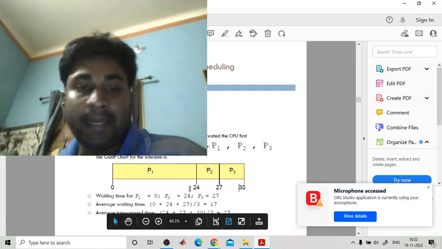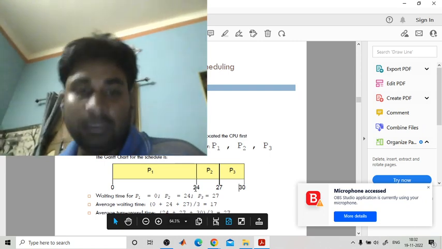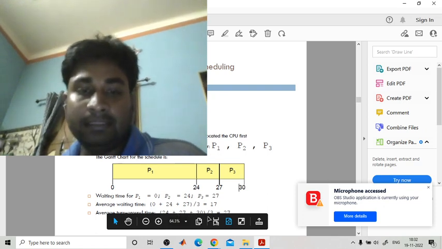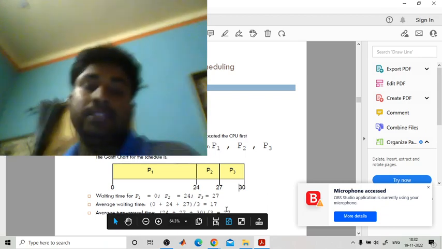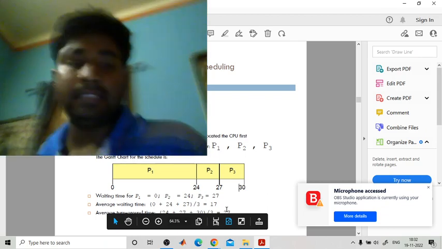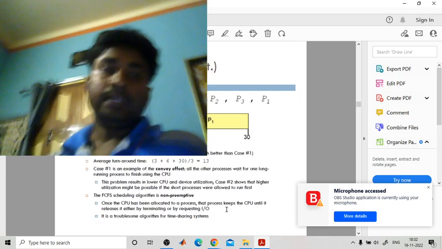And if we want to find the average turnaround time, then that will be 24 plus 27 plus 30 by 3. This will be 81 by 3, means 27. So 27 is the average turnaround time. Okay. This is one algorithm.